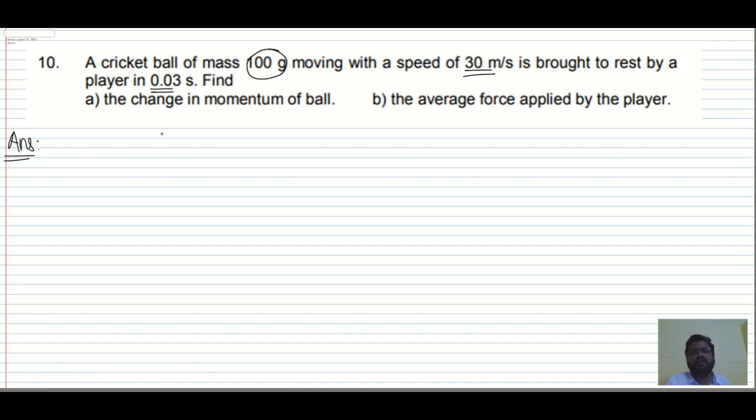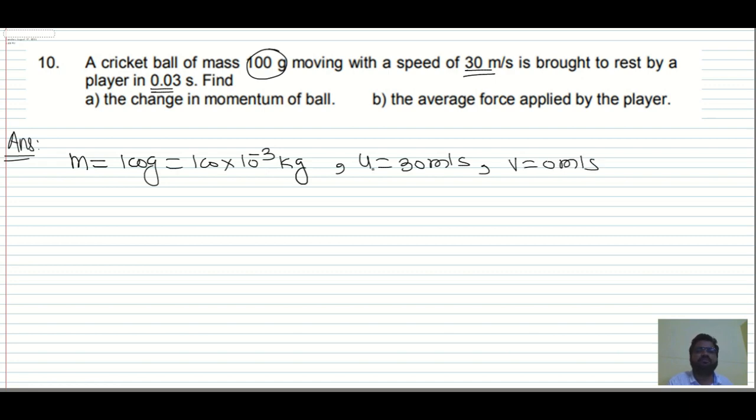Okay. So firstly we'll write the data. Mass is given, 100 gram. I told you everything must be in a single unit, so I prefer the SI unit, and that is the reason I am converting this into the SI unit. So 100 into 10 to the power minus 3 kilogram. Then we have initial velocity 30 meter per second. It is in the SI. Final velocity is 0 meter per second. And the time is given, that is 0.03 seconds. We want the change in momentum.